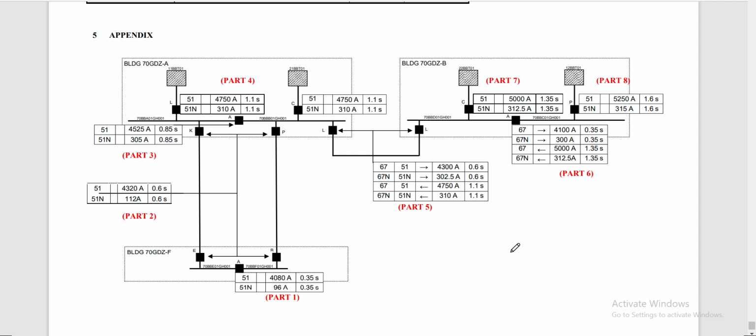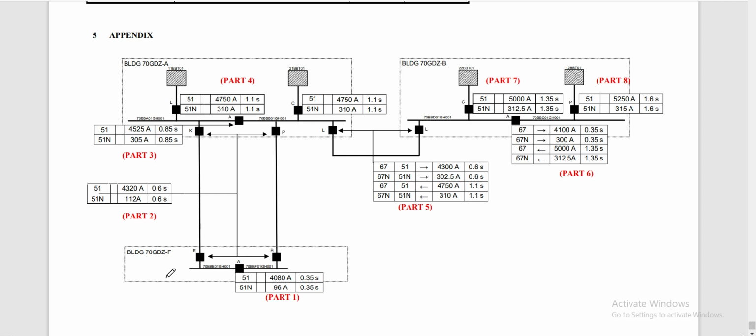Today this will be our fifth video since, as discussed earlier, this entire power system will have 8 videos as we divided this entire system into 8 sections. So far we have done 4 videos already. We divided it by parts.